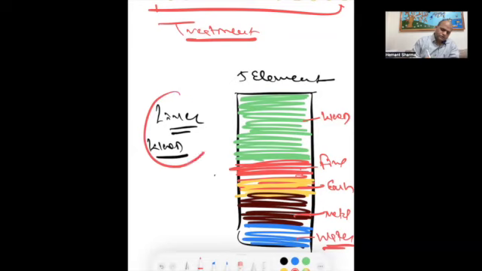But because liver is the wood, then wood will be highest. The wood element will be highest. That's why we are telling it wood element dominant meridian.